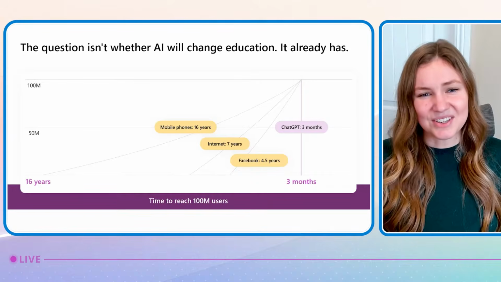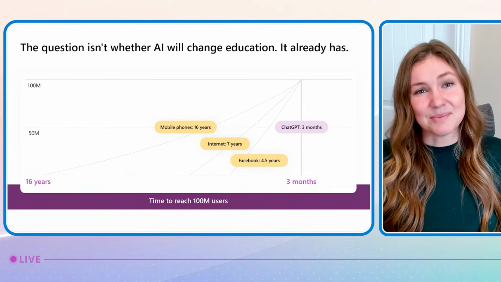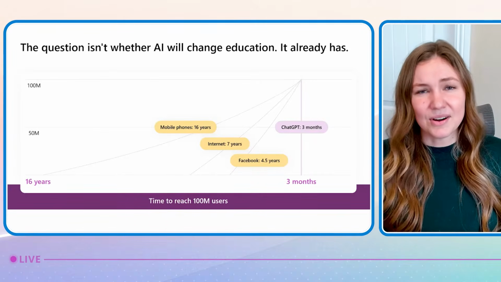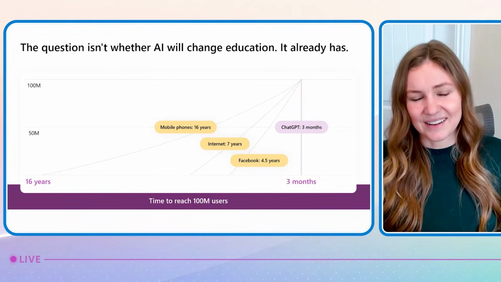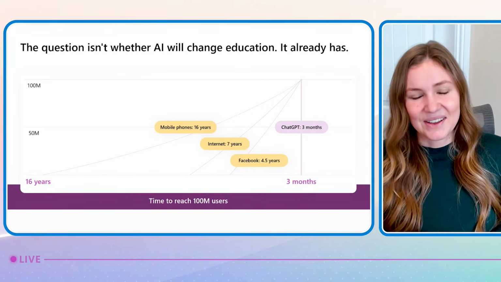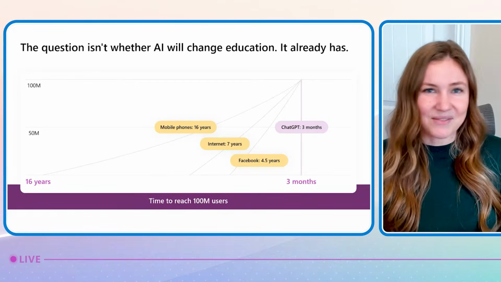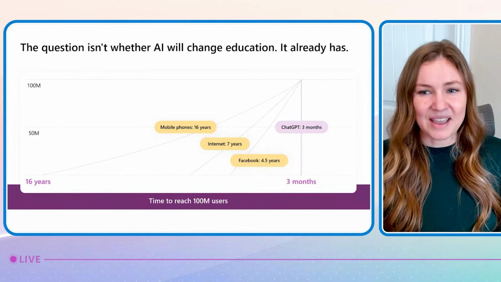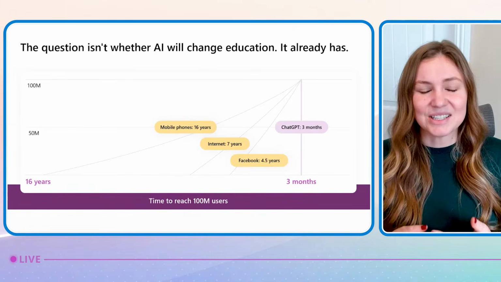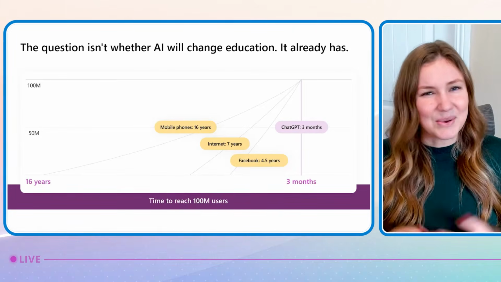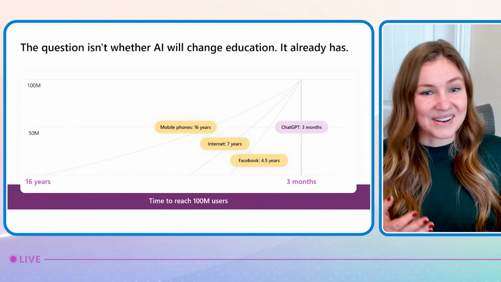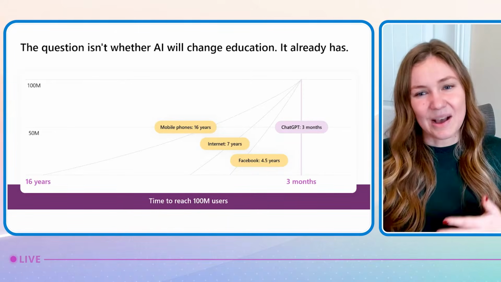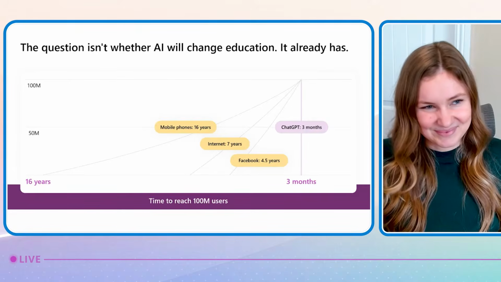Because when something changes this quickly, it starts to impact how we teach, how we work, and how students are learning immediately. The goal here is not to keep up with everything that's new, but to figure out how we can leverage these tools in a way that actually reduces workload and supports learning. The question really isn't whether AI will change education, it's how we choose to use the tool.